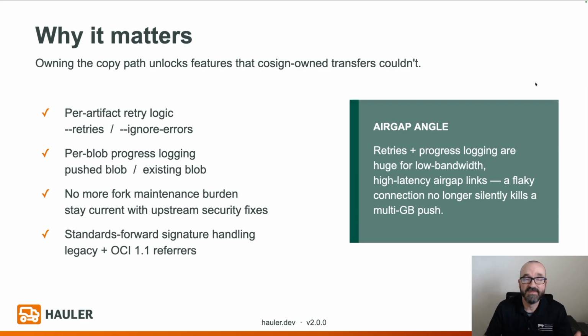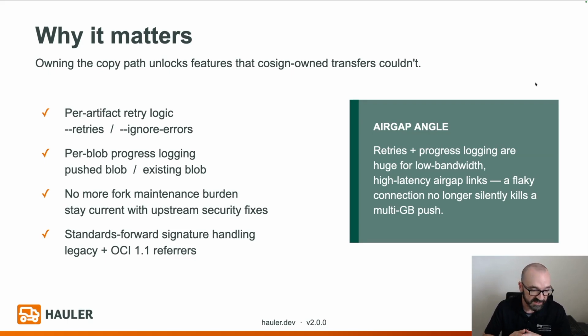So why does this big overhaul matter to you, the users? Well, my favorite example, and the first one on this list, is the retries and ignore errors. What do I mean by that? In v1 Holler, let's say you're copying your local store to a remote registry, and you've got, I don't know, 500 artifacts in your store that it needs to copy. Let's say the particular environment you're in had crappy connectivity.